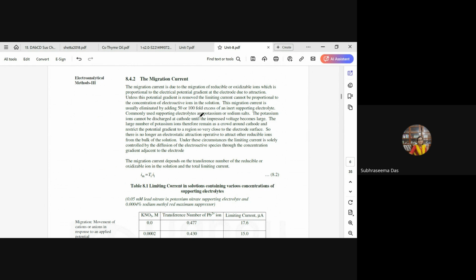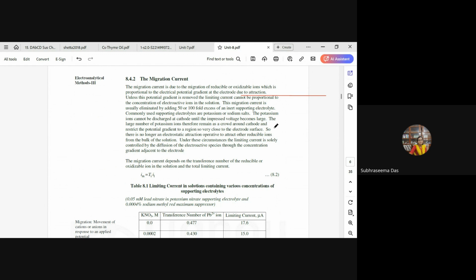The migration current is due to the migration of the reduced or oxidized ions, which is proportional to the electric potential gradient at the electrode due to attraction. So under this potential gradient, unless it is removed, the limiting current cannot be proportional to the concentration of the electroactive ions in solution.